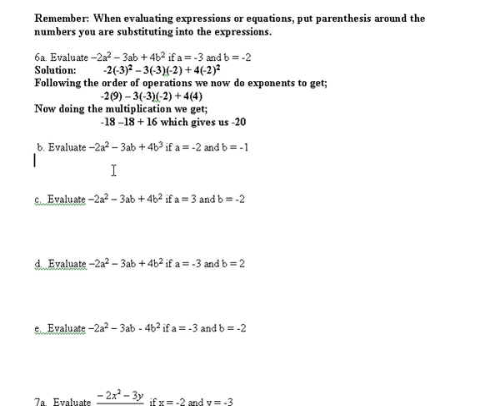This one, we're evaluating this expression, so I would say -2 parentheses. What are we substituting in for a? Well, -2. That gets squared. Then we have minus 3 times what's a? Well, -2 times b, which is -1, plus 4 times b, which is -2 cubed.